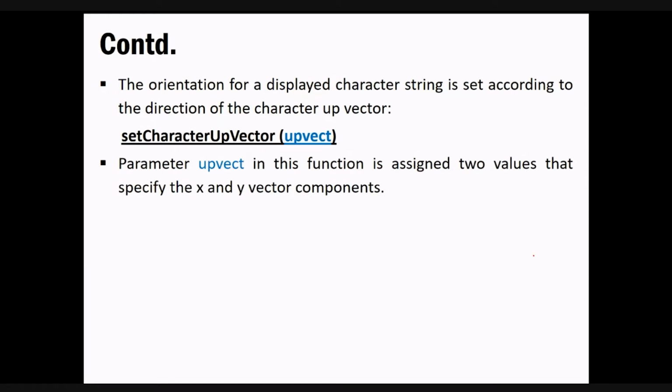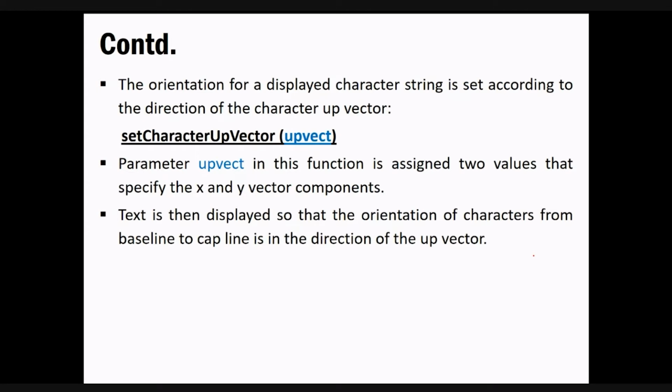Now what we can do is slant our text, or give a particular direction to our text. As you generally have in HTML, in Paint, or in Word Art, you just orient it to make it look a little bit cool. That same thing is available in graphics. So we have the up vector parameter. In this function we assign two values that specify the x and y components.